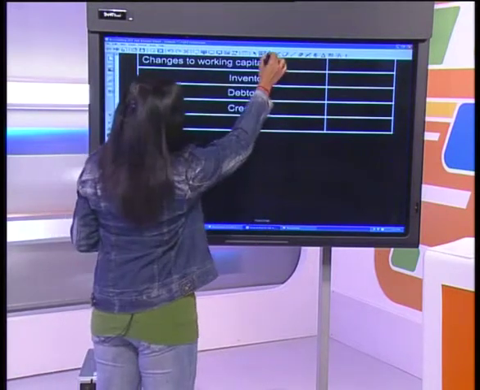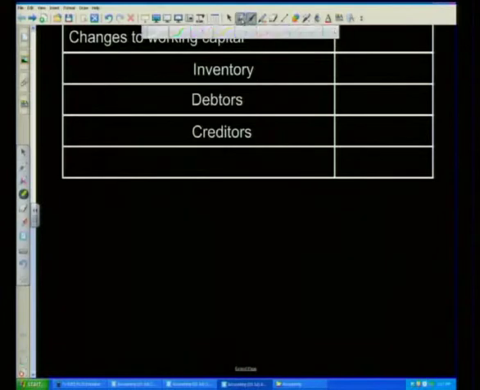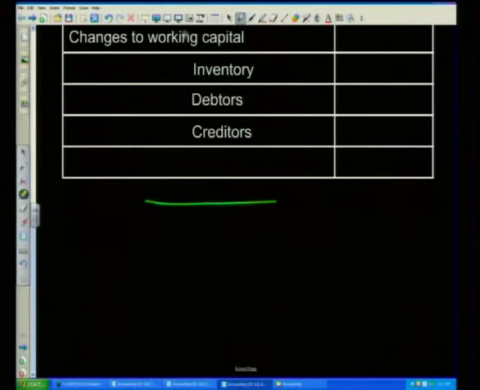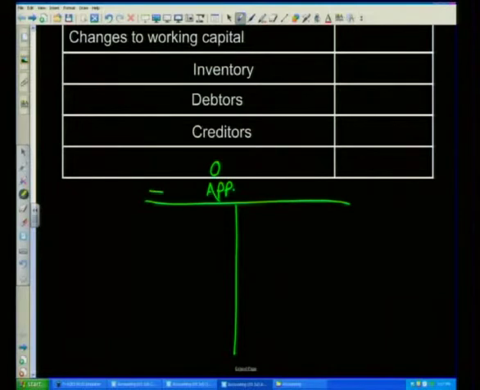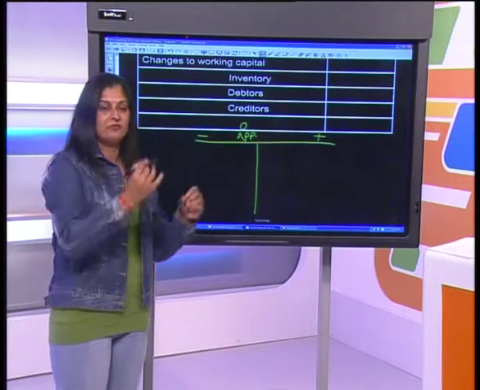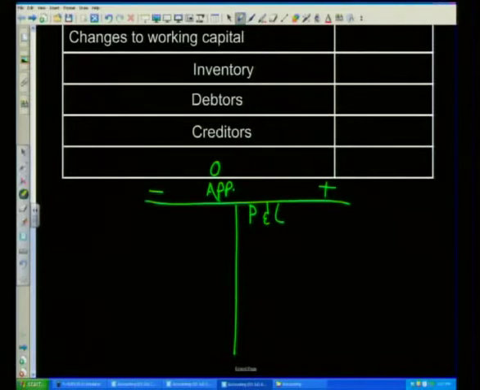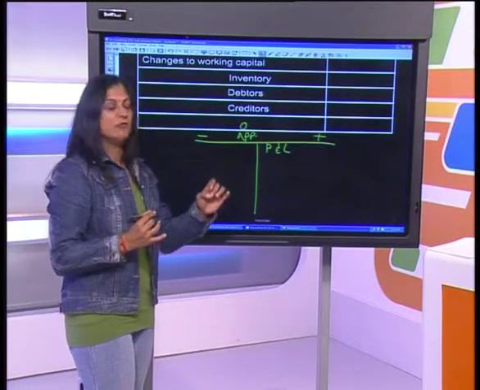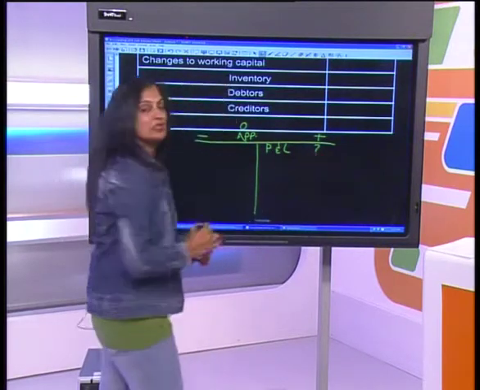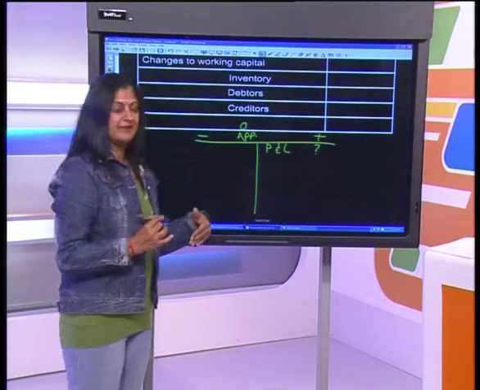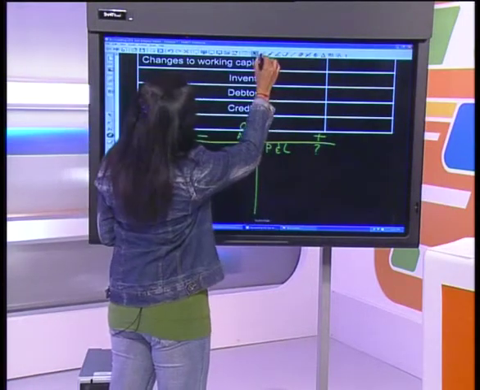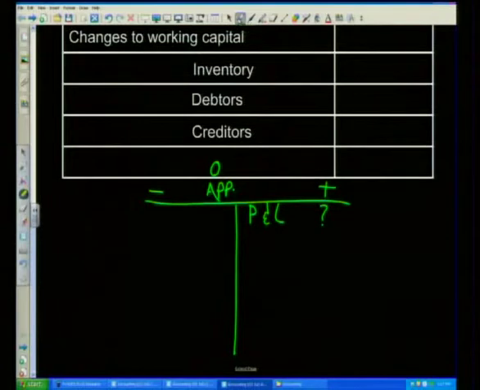There we go. Get the pen out. Okay, there we go with green. Okay, appropriation. All right, appropriation account is my owner's equity, minus on the debit side, plus on the credit side. Let's quickly reconstruct this account, and then we start filling in our figures. On the credit side is my profit and loss amount, and remember, this is my net profit before tax. This is my unknown that I want to calculate. What also appears on the credit side is my retained income.